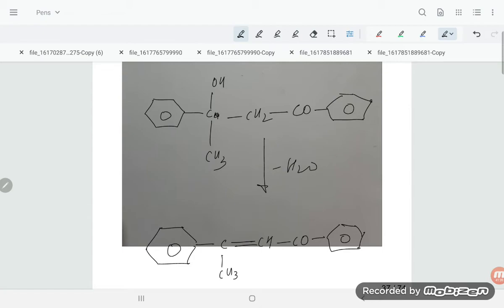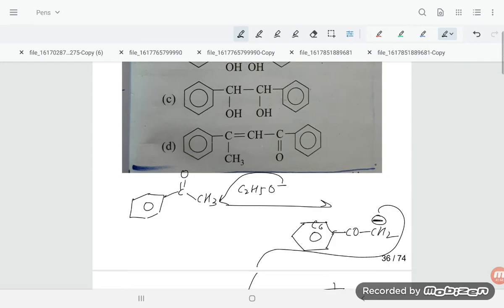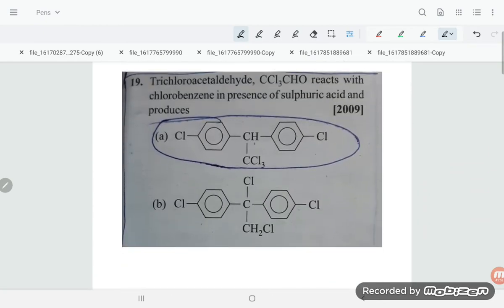This is the product. Okay, so dear student, let us find out which is the correct option. Option D is the correct option, student. D is the correct option. Let us move to question number 19, student.